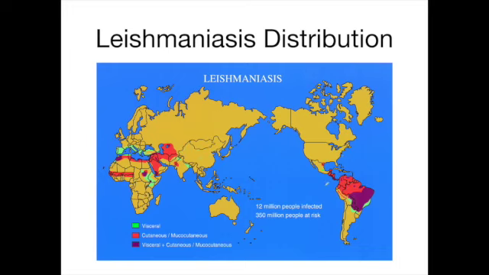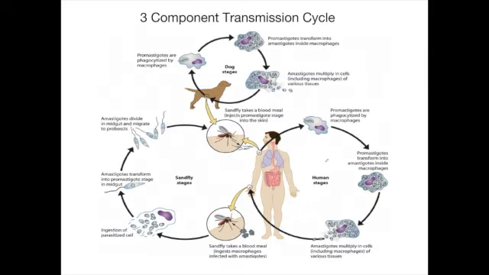Now over here in the New World, we've got the same thing going on, right? We have visceral on the outer edges, but most of it is mucocutaneous or cutaneous. So a lot of it in Central and South America. Look at that. We have some up here in Texas, right? So right here in Texas.